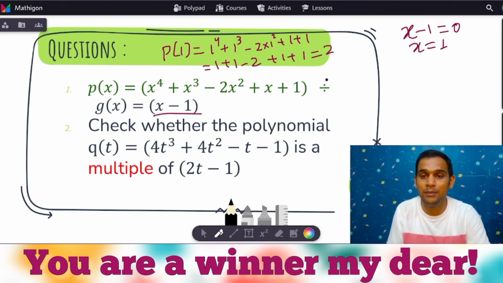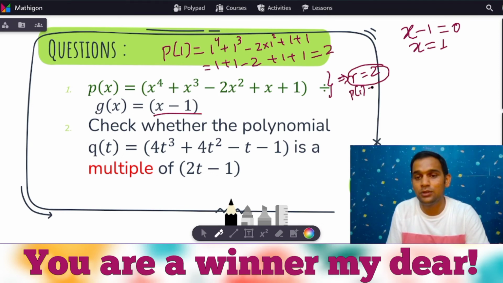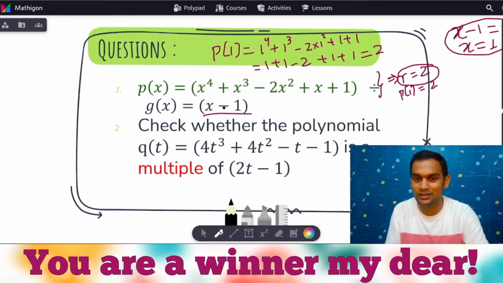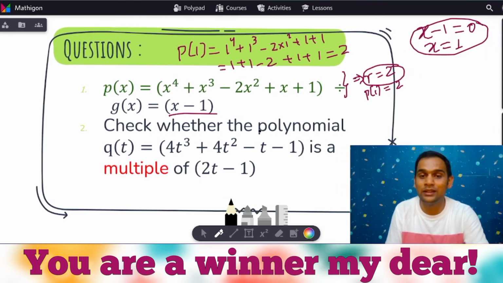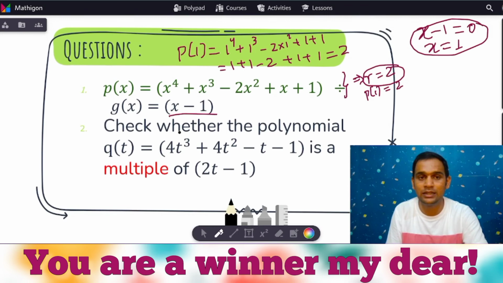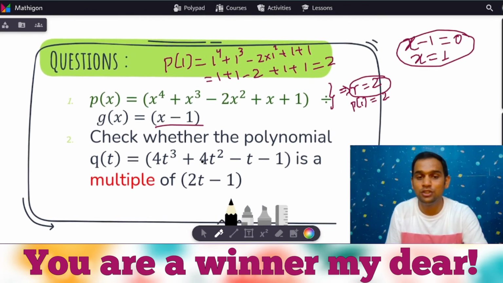So what is the remainder in this particular division? That implies the remainder is equal to 2, because p of 1 equals 2. And why only 1? Because 1 is the root of the divisor. Now, the other aspect of this remainder theorem: we are being asked to check whether the polynomial q of t, 4t cube plus 4t square minus t minus 1, is a multiple of 2t minus 1.